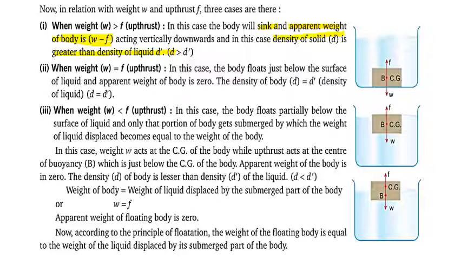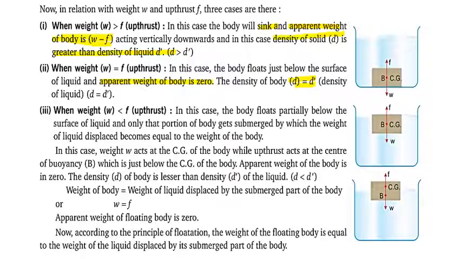The second case is weight equal to upthrust. What happens here? The body will just float below the surface, as you can see in the second diagram. In this case, the apparent weight of the body is 0. This condition arises only when the density of the body is equal to the density of the liquid.